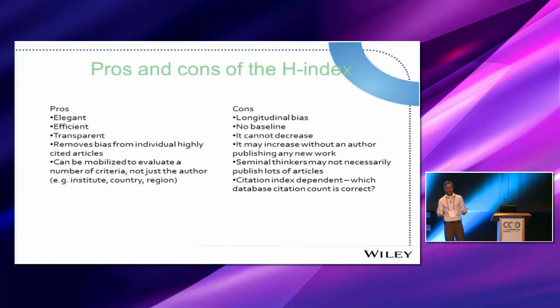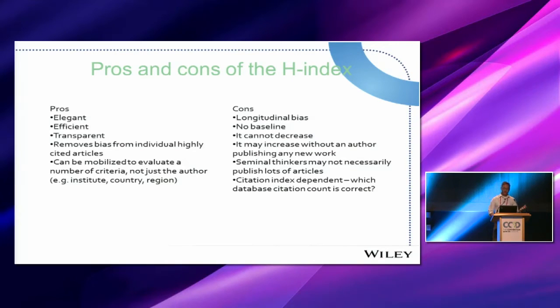Well, the only way you can measure that is to measure your peers' H-indexes and put yourself amongst them. Now, the problem with that is they're always moving, so you'd have to do that constantly. It can increase without you doing any more work. You can die, and your H-index can increase.